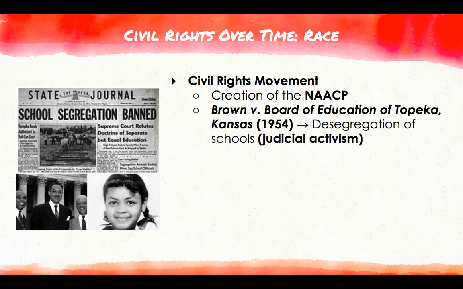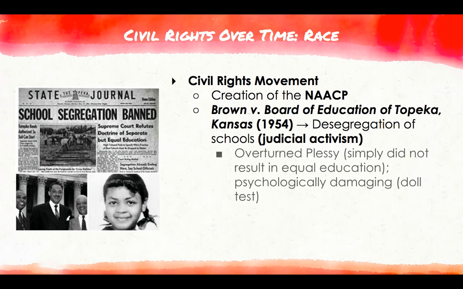Board of Education, which is going to lead to the desegregation of schools. And this is going to be a very good example of judicial activism, right? Responding to the times, not necessarily looking at original intent, but responding to the needs of society as a whole. So this is effectively going to overturn the ruling of Plessy and effectively say that segregation is both morally wrong and psychologically damaging. So the court ruling itself of Brown v. Board said that, look, separate is not equal.